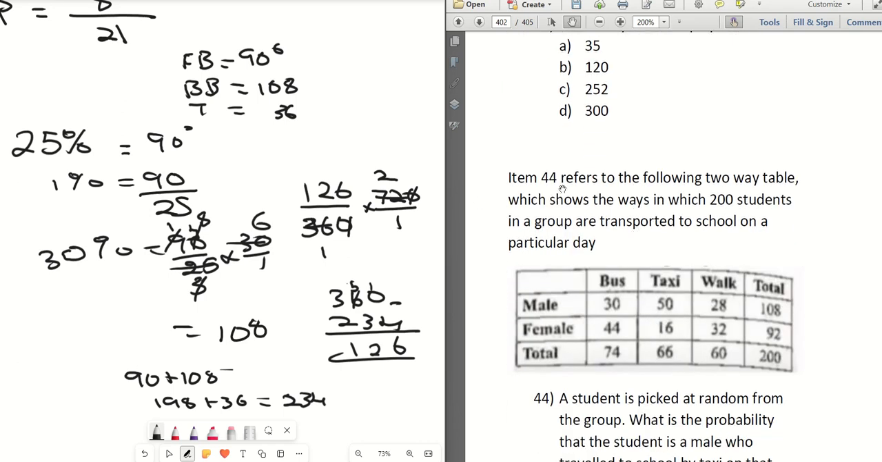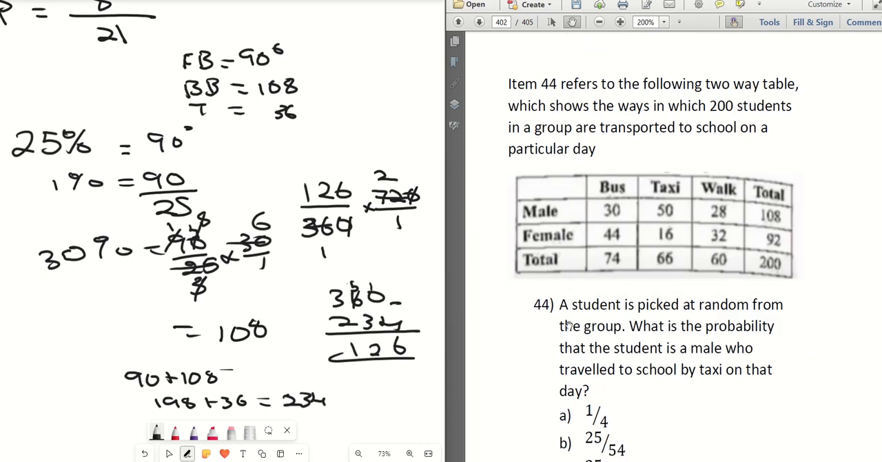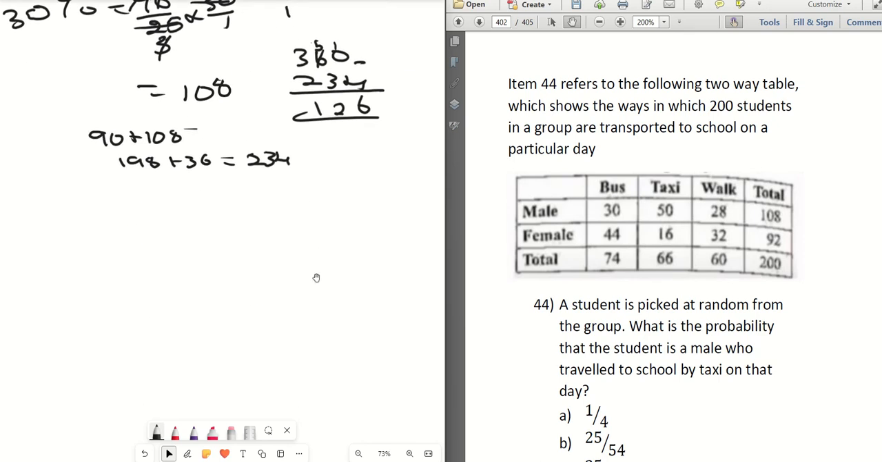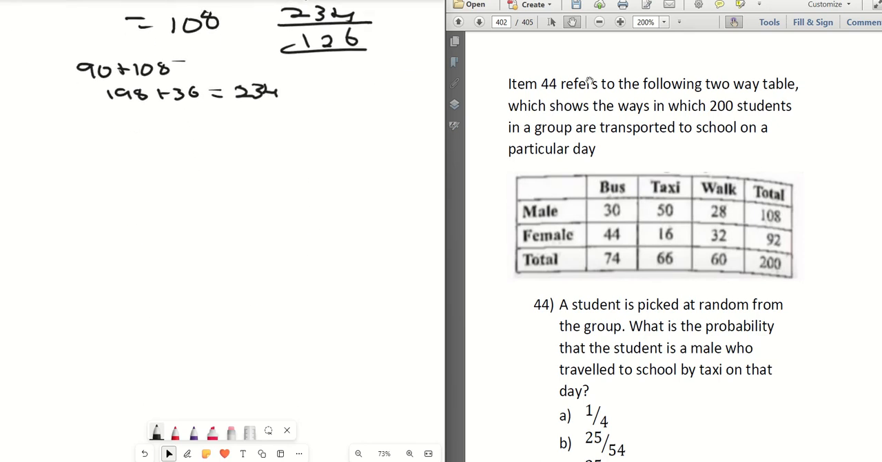Item 44 refers to the following two-way table, which shows the ways in which 200 students in a particular group are transported to the school on a particular day. A student is picked at random from the group. What is the probability that the student is male who travels to school by taxi on a day? First off, probability, again, is desired over total. But it will not be the total number of students. It has to be the total number of males, so it would be 108.